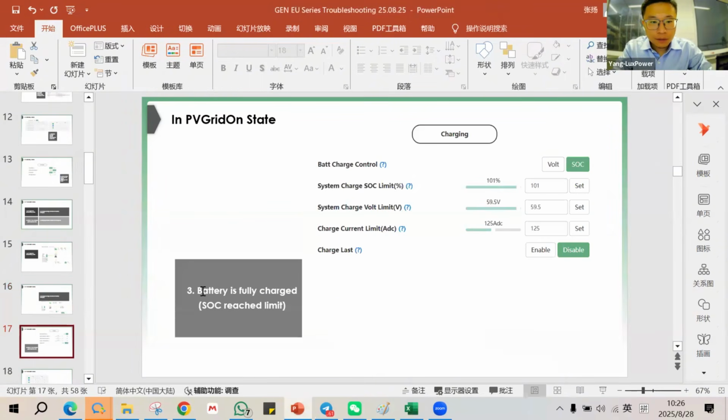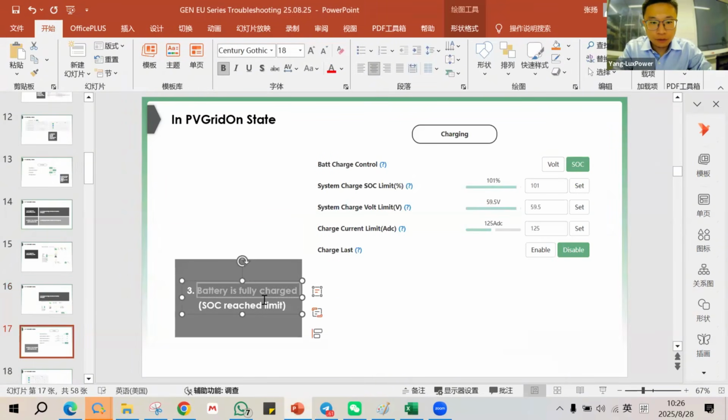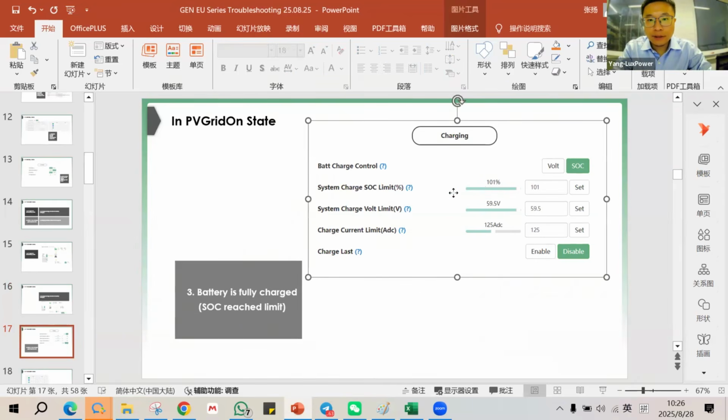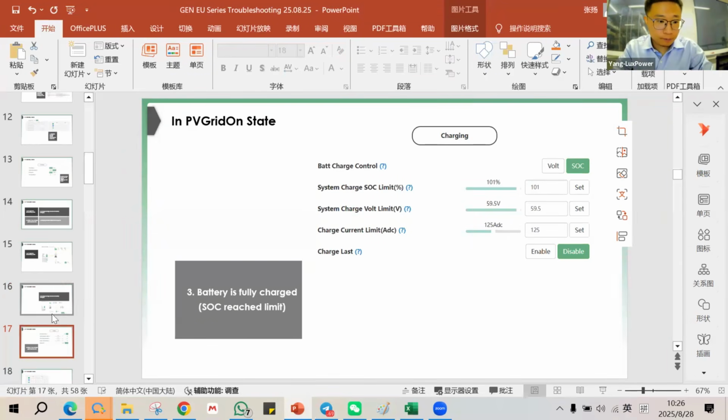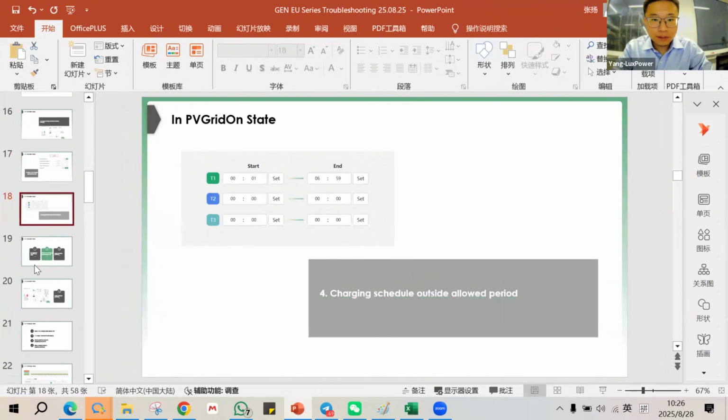Okay. And the third problem is your battery is fully charged, which means the SOC has already reached your limit. It's already like 100% or 99%. And if you set the limit to 90 and charge only to 90, and that happens, of course there will be no charging at all. And then the last one is the charging signal outside the allowed period.